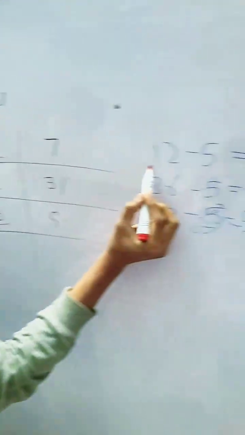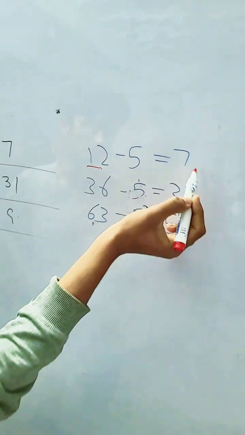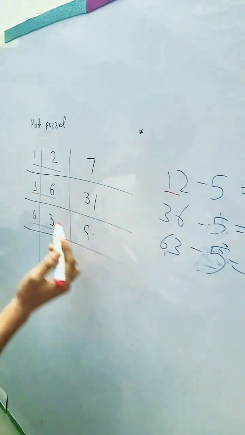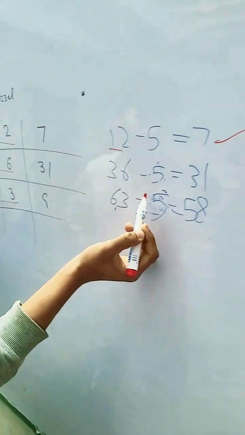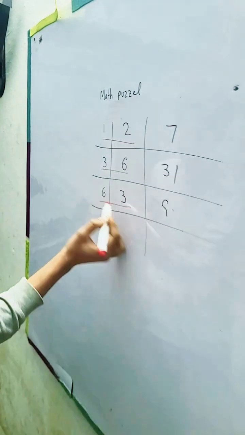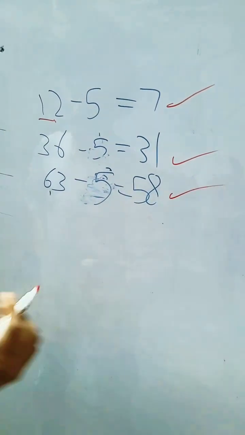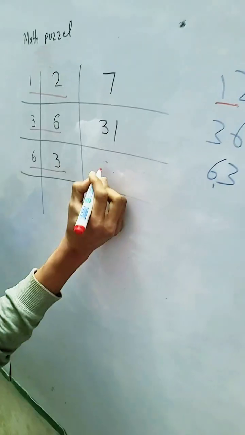He wrote 1, 2 as 12 and minus 5, so he gets 7. 36 minus 5, he gets 31. For 63, he minus 5 and he gets 58. So the correct answer here is 58.